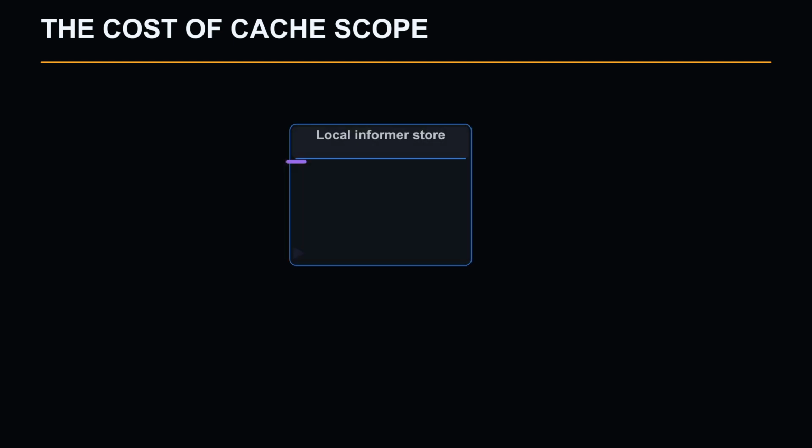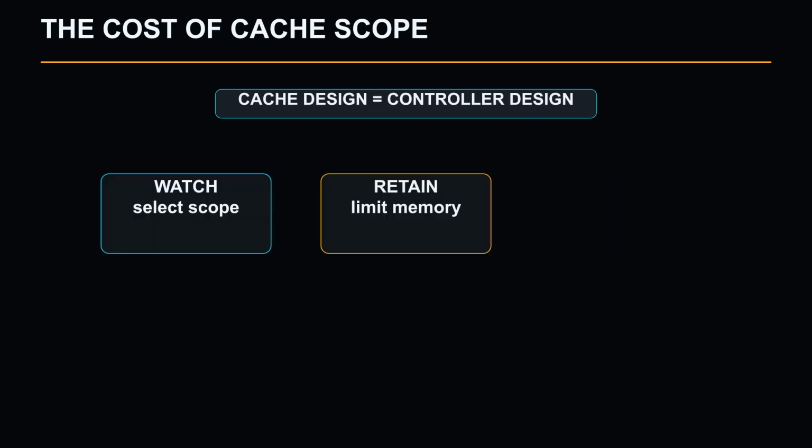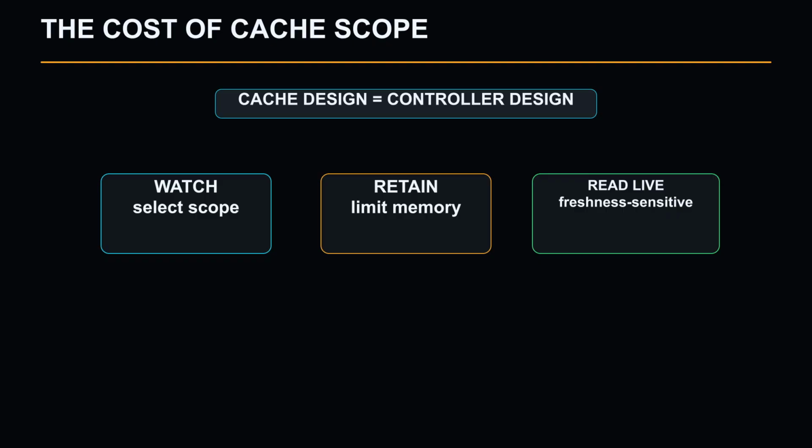One more trap. SyncPeriod is not a periodic API refresh, it triggers local synthetic update events. It does not make stale data fresh. Cache design is controller design. Decide what you watch, retain and read directly.